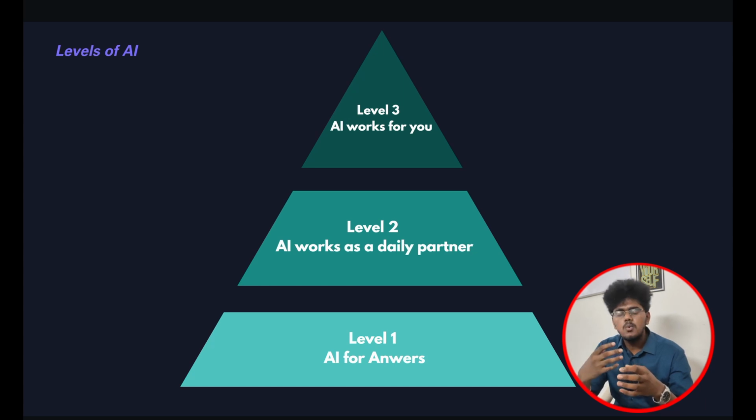And level 2 is AI works as a daily partner. To build a project or to build a product, it assists as a thinking partner or a strategic coach. And the third level is that AI works for you.